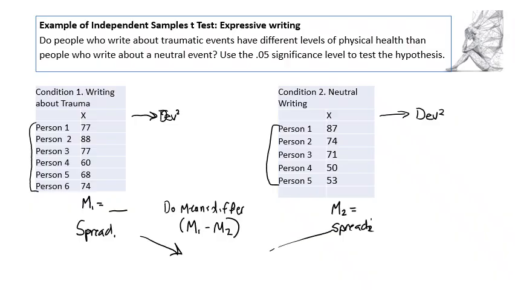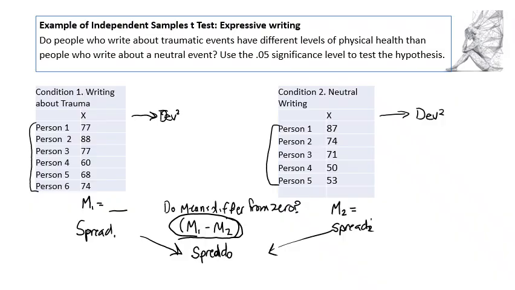We're going to use the information from both groups to calculate the spread for population 0, for the general population. And so that's essentially what we're doing. We're seeing, is this difference, M1 minus M2, different from 0? We'll do lots of examples of this so it'll make sense.